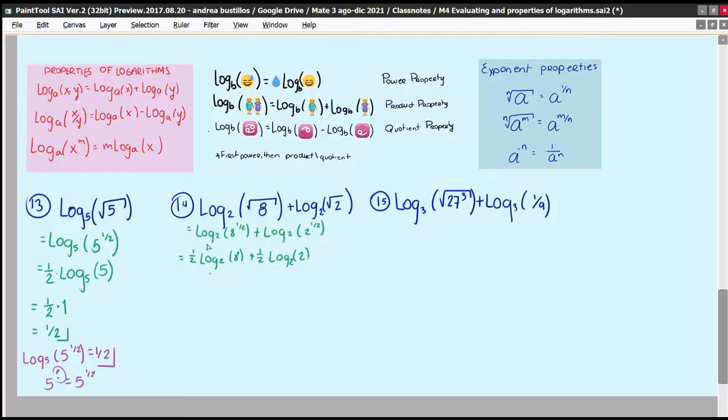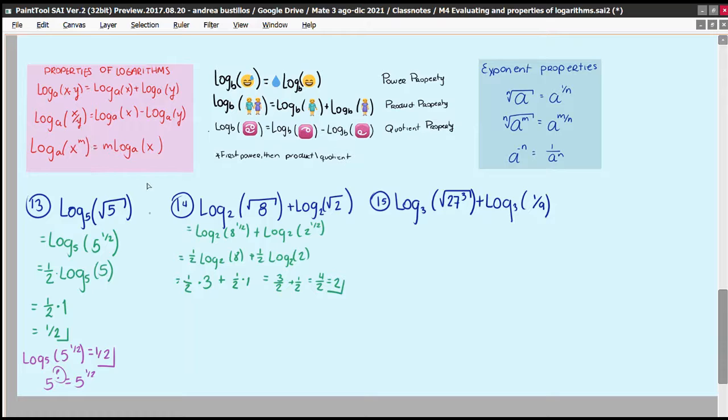From here, I already know I can find the values for these logarithms, because logarithm base 2 of 8 is 3. So this can be expressed as 1/2 times 3. Why? Because you know the value of this logarithm, so you can substitute it by its numerical value, that is 3. And the same goes with this logarithm. Logarithm base 2 of 2 is 1. So instead of writing logarithm, we can just write its numerical value. So this can be simplified as 3/2 plus 1/2. This is 4/2. So my final answer is 2.